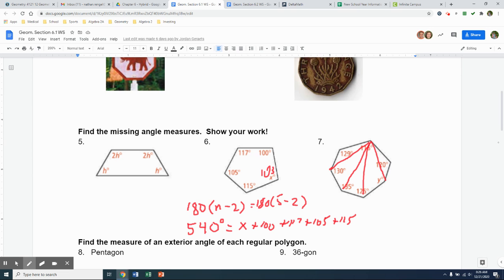So using both topics from section 6.1, finding the total degrees in a polygon, and then setting up an algebra problem to figure out the missing angle. When you're looking at that formula, that's where it comes from. It's really just looking at how many triangles I can construct inside that polygon, and that helps me find the total number of degrees.